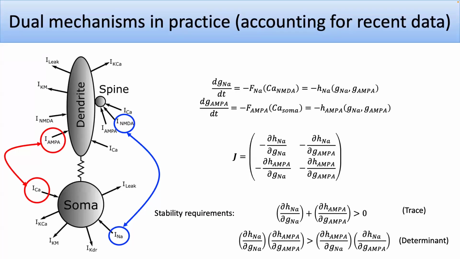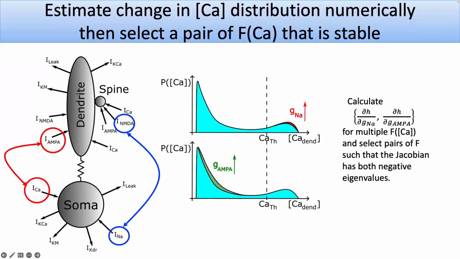But what we decided to do is I did numerical derivatives to estimate these Jacobians. So you can have the cell firing away, measure the whole distribution of calcium, and see what happens if you raise sodium conductance, what happens if you raise synaptic inputs, and you can get these shifts in the distribution.